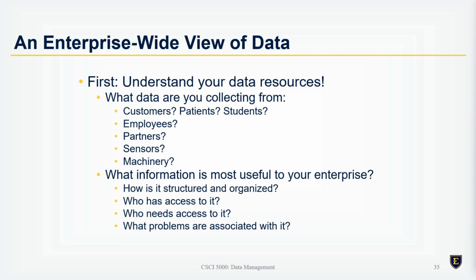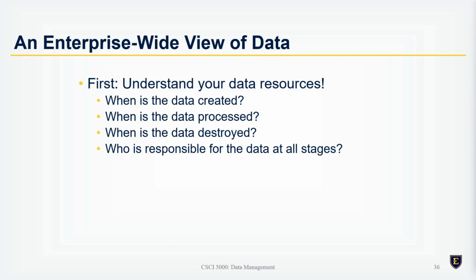How is that data and that information structured? How is it organized? How does it connect together? Who has access to it? And who needs to have access to it? Are there any problems with the data that you should be aware of, and can you fix them at the front end? So also understanding the data resources involves other questions like, when is the data created? When is it processed? When is it destroyed? And who's responsible for all of these things, like the creation, the processing, and the destruction of the data?